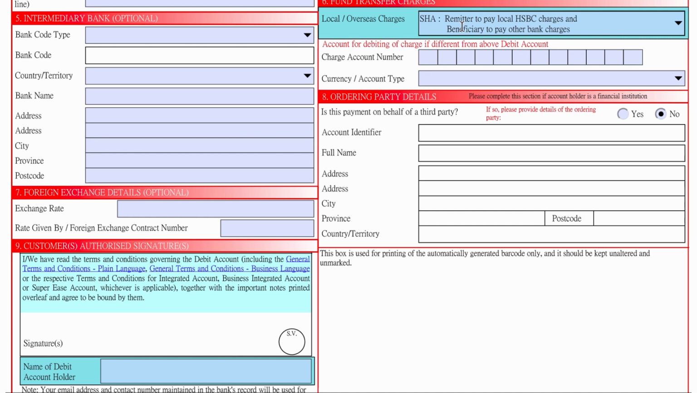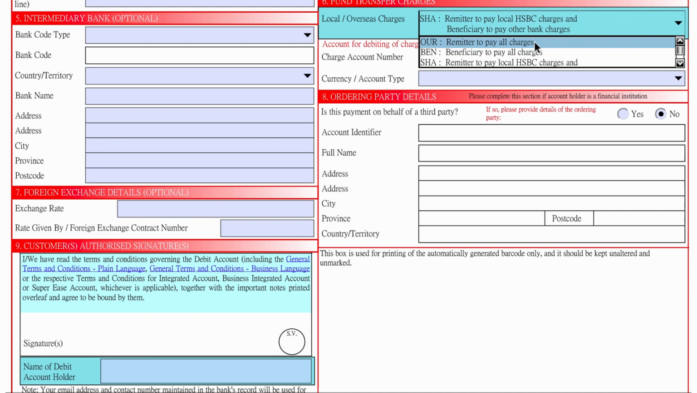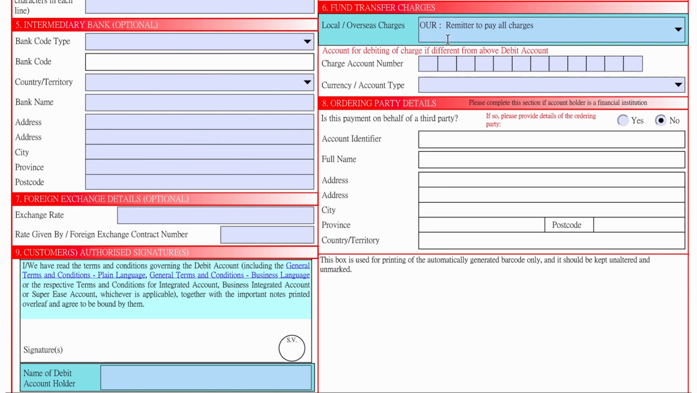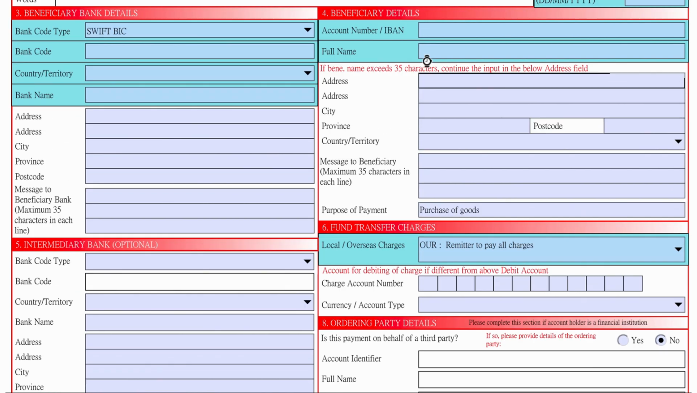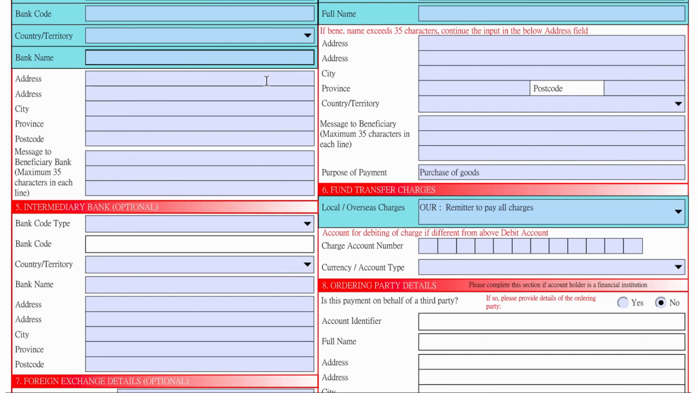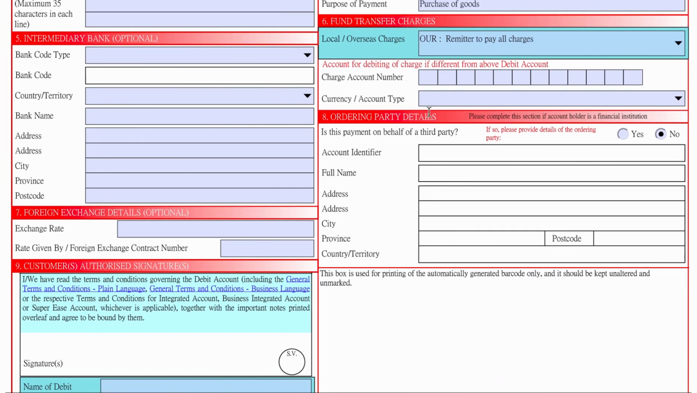If you purchase services, especially if the amount is not very high, you better indicate that you pay all the charges, otherwise the service provider might not be very happy. Okay, since this is going to cost you some money, you need to indicate what account number on your account to debit these fees from. So if this is the same as this one, then typically you don't need to write anything. Okay.